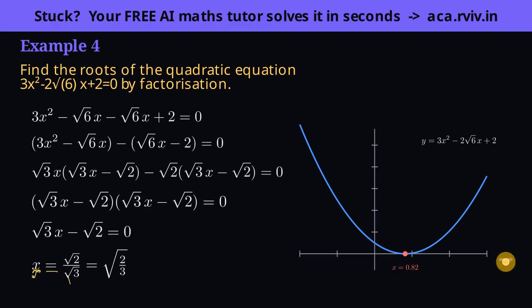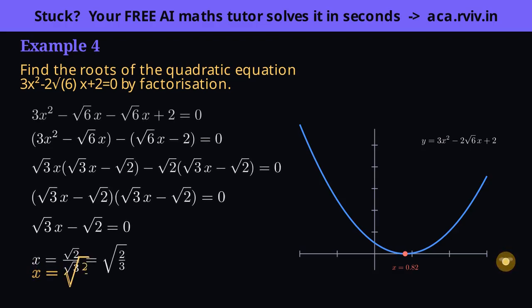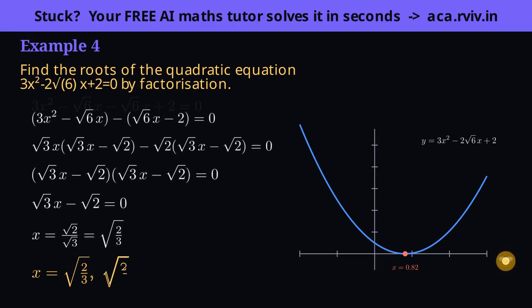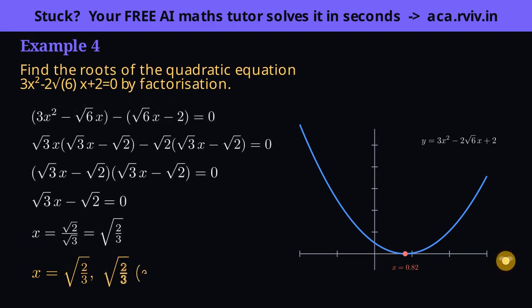Connect this back to the concept. A repeated factor means the two roots coincide into one, and geometrically that's the parabola whose vertex just kisses the x-axis instead of cutting through it. Whenever the split gives two equal pieces, expect exactly this.